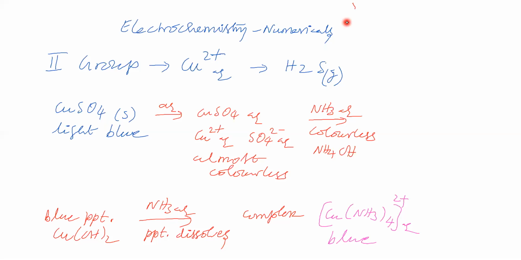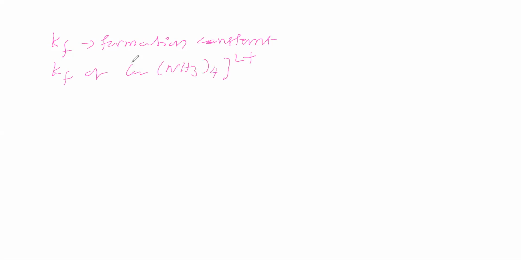Next we will see what is called a formation constant. Kf is called the formation constant. Now we will see Kf of Cu(NH3)4 2+, and how to write the equation for this.